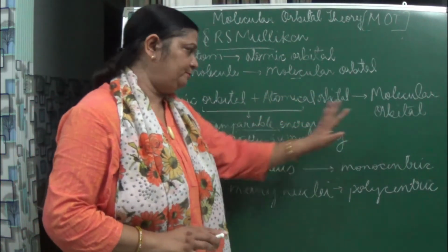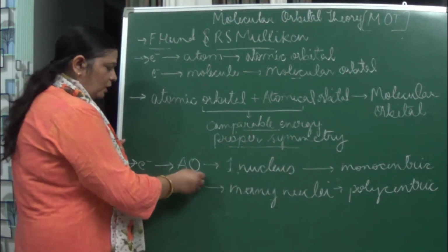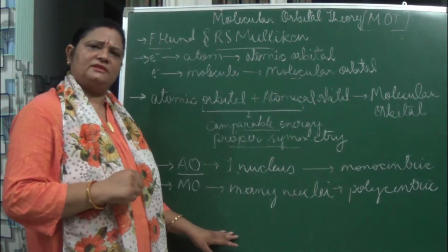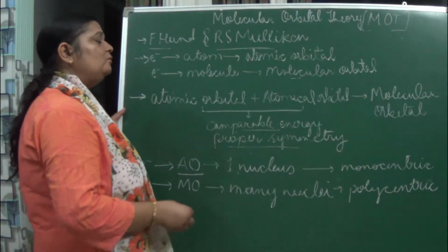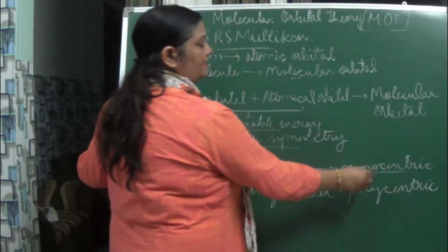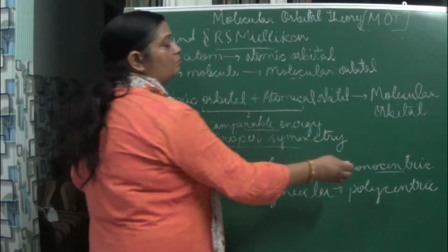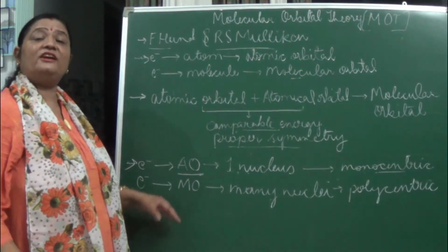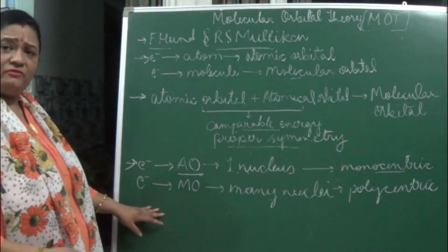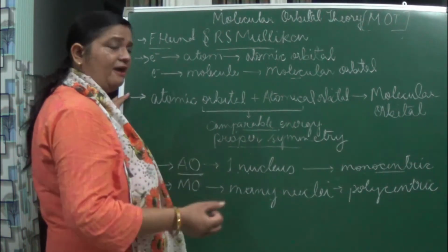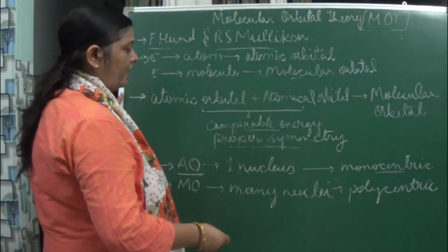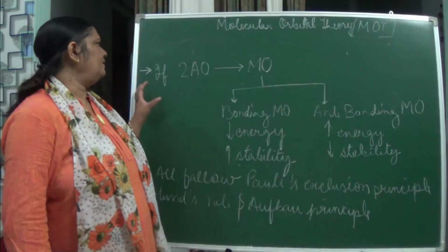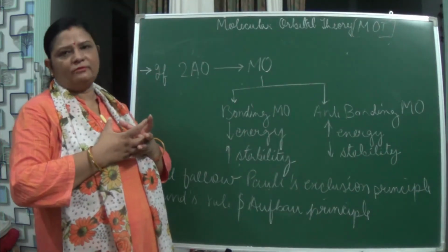Now, when we are talking about atomic orbital, one atom, how many nuclei will it consist of? Only one, no? So we are saying that it is monocentric. Atomic orbitals are monocentric in nature, having only one nucleus. But what about the molecular orbital? Here atomic orbitals are combining. Naturally, will it have only one nucleus? No, it will have many. It can have two, it can have three. So these are known as polycentric.